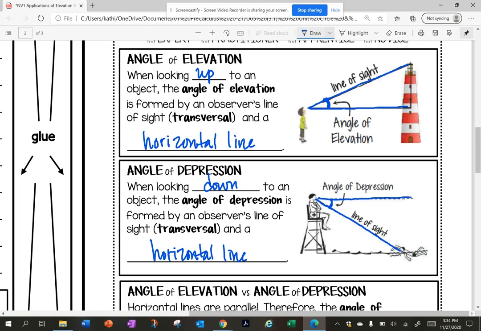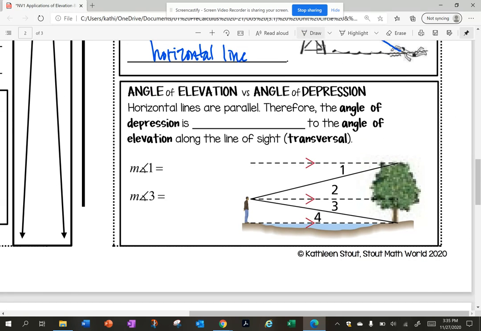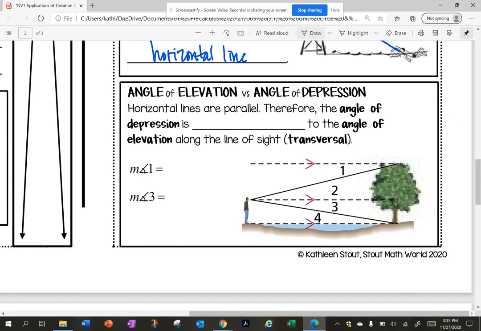Why is this important? When I'm solving problems, I don't always have the right triangle that I need to work with, but I have the angle of elevation or the angle of depression. And since all horizontal lines are parallel, the angle of depression is congruent to the angle of elevation along that same line of sight, which is the transversal.